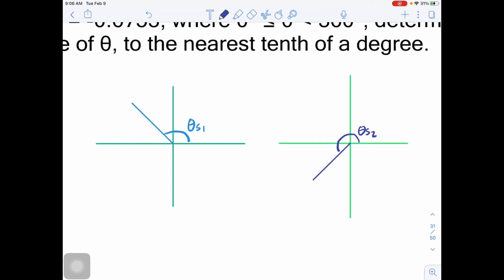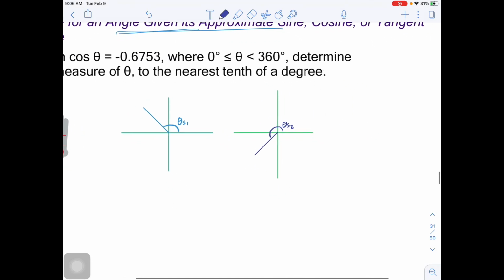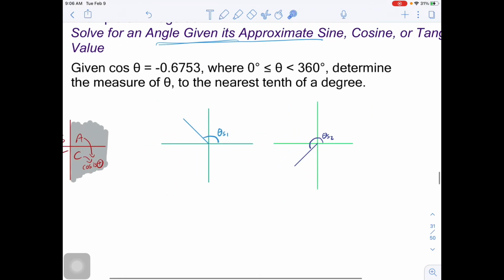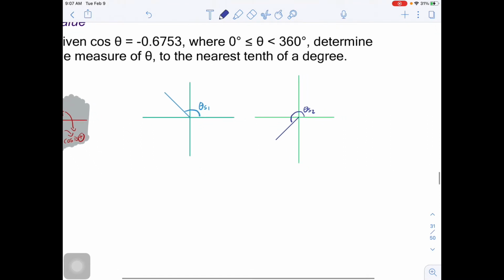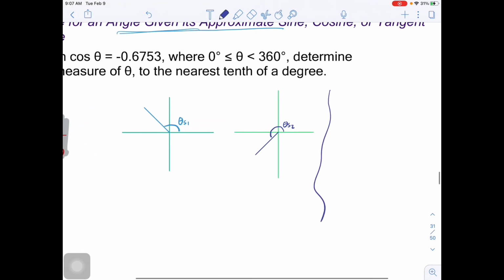Now let's determine what these angles are. How are we going to do that? In Math 10C, we learned that if we wanted to solve for an angle given a ratio, we're going to take the inverse. So that's what I'm going to do here. I know that cos angle equals negative 0.6753. To solve for this angle, I'm going to take the inverse of it. And let's see what it gives us.